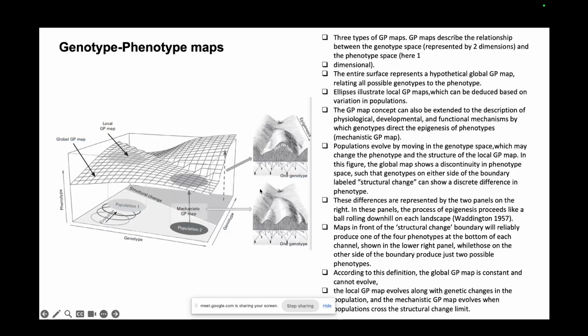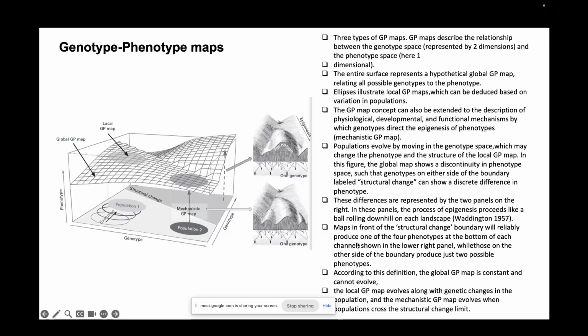So these are the figures, and the process of epigenesis proceeds like a ball rolling downhill on each landscape. So this is the concept of Waddington's landscape. You have the genotype phenotype maps, and there is kind of this surface on which the ball of probability rolls, and wherever it ends up, that is the phenotype you will get.